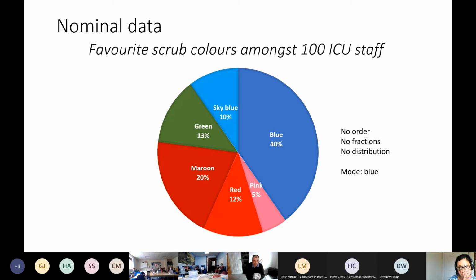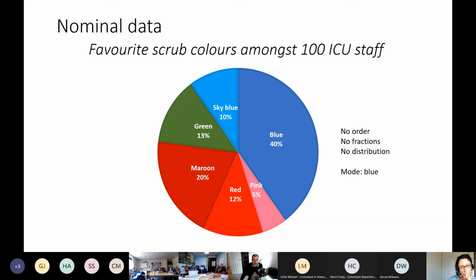What they do in audits is that they collect a lot of information, and then come to someone like me and say, what stats can I do on this? In fact, I remember doing that as a trainee. For example, we talked about scrub colours. So you collect information about the favourite scrub colours amongst 100 ICU staff, and these are the results. And someone wants to know, well, how is blue choice significantly greater than the others?